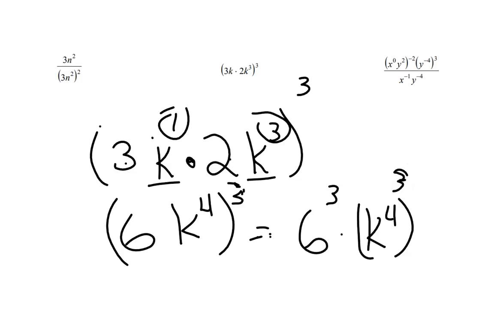Now if I look at that, 6 to the third power is going to give me 216. k to the fourth to the third power gives me k to the 12th. And since my exponent is positive, that's as simplified as it needs to get.